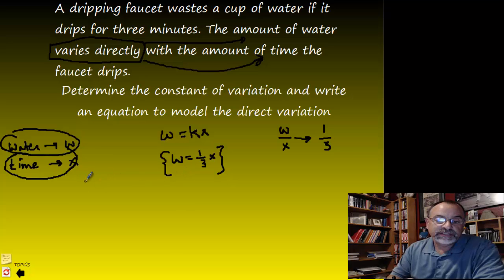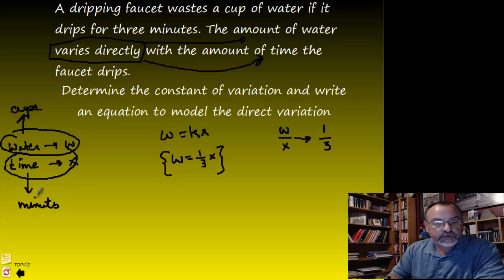Now the last thing I didn't talk about that you should do here is that these variables and quantities that you use, you should identify the units as well. Because here it says a faucet wastes a cup of water. So when I put a value in for W in my equation, it has to be measured in cups. I can't use ounces of water because that's not what the 1 represents. Those weren't the units I used when I came up with the equation. And time here is measured in minutes.